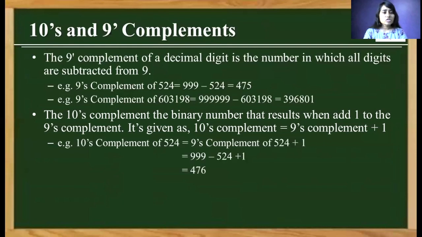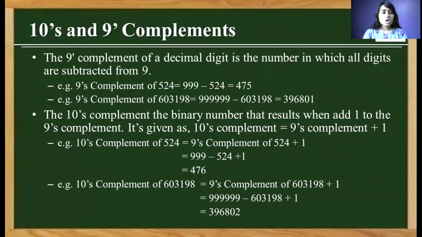So, the tens complement of 524 can be calculated like this: nines complement of 524 plus 1. We have the answer 475. So 475 plus 1 is equal to 476. So the tens complement of 524 is 476.